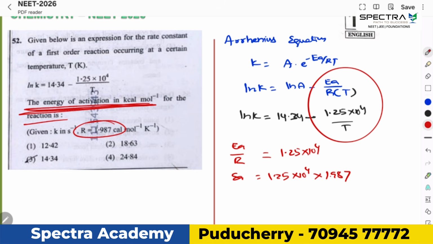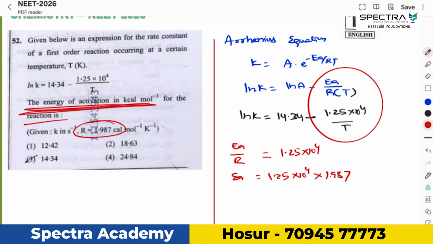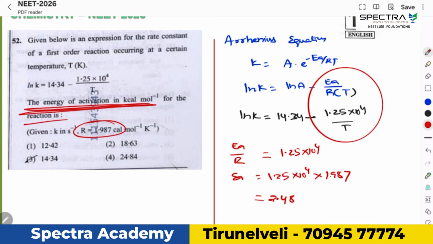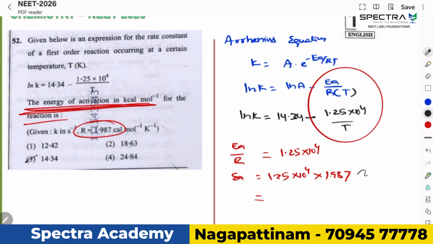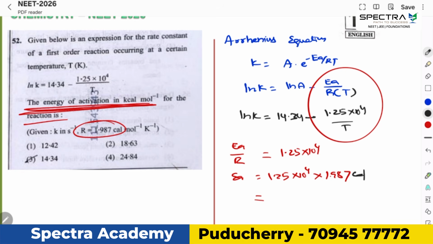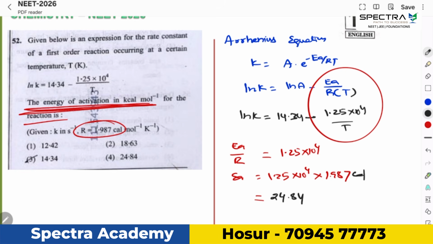Now you can multiply 1.25 into 1.987. If you multiply these two, you will get 2.484 into 10 to the power of 4. Okay. Now they are asking the question in kilocalories. So if you place the decimal correctly, they ask the question in kilocalories, and this is given in calories. If you multiply these two, after getting the value, you will get around 24.84.